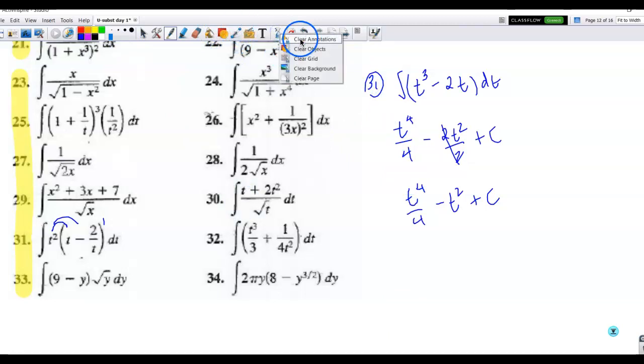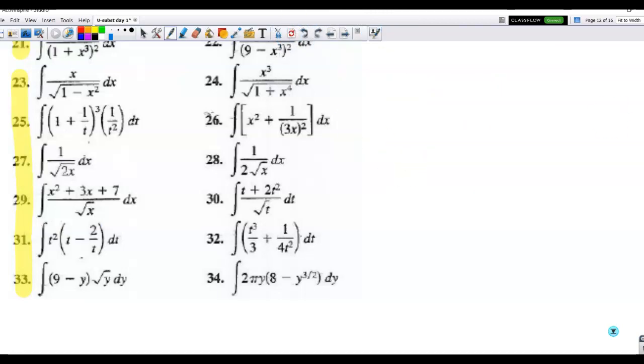Number 33. Oops, I didn't want to do that because that'll get rid of my highlighting. Number 33. I think it slid down as far as it'll go. Same thing. I don't have any power other than 1 on the quantity. This is y to the 1/2 power, so I'm going to distribute. So that becomes the integration of 9y to the 1/2 power minus y to the 3 halves power dy. Increase the power by 1.